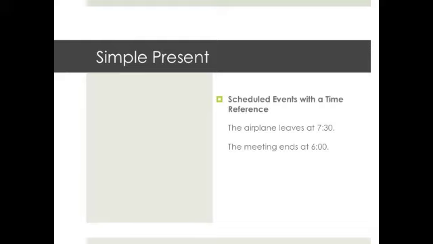And in order to use simple present with that sentence, we need to include the time reference. So it is important to include 7:30. Alright, the final example is the meeting ends at 6 o'clock. 6 o'clock is a fixed time. And this is an action that will be happening in the future. So as long as your action has a fixed time, we can use the simple present to talk about it.